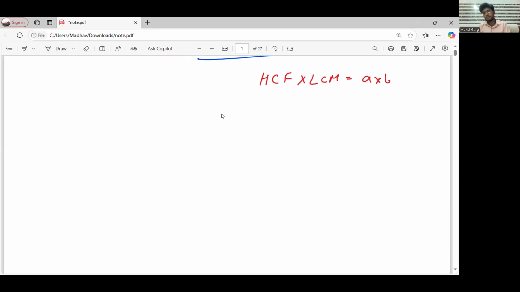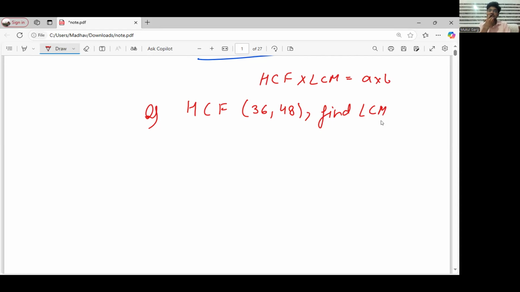The question may be: HCF of 36 and 48, find the LCM. Two numbers are given to you, and the question goes like that. The HCF of 36 and 48, two numbers are given to you. You need to find out the LCM.